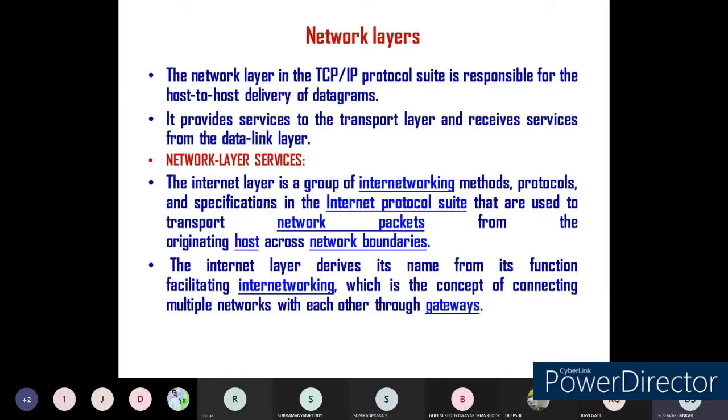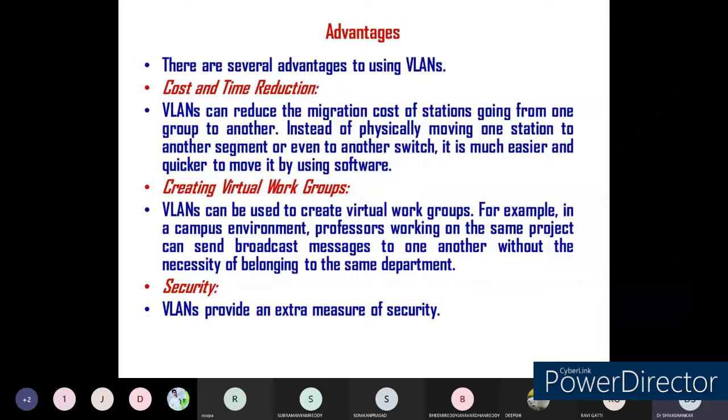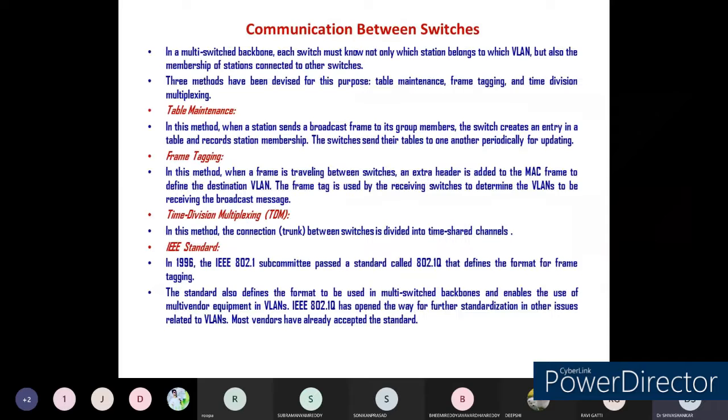Let us discuss what is network layers. So, dear students, in the virtual area network, what is configuration? Right. What is configuration? Then there are three ways of configuration. You should understand that, and also how to create communication between switches using virtual area network, that is stable maintenance, frame tagging, time division. Under time division, IEEE standard will come.